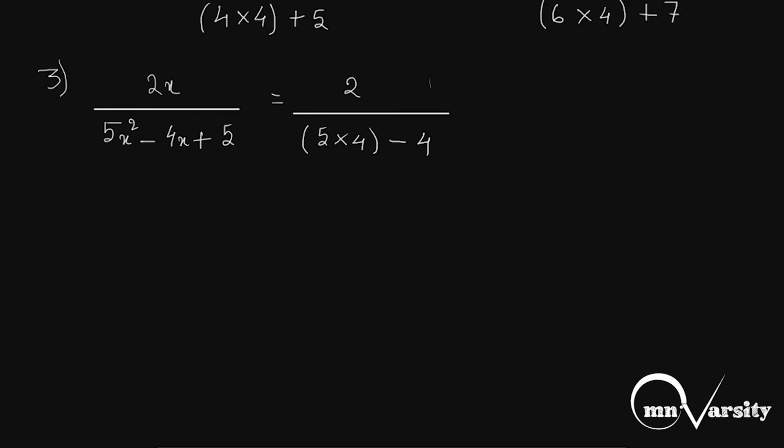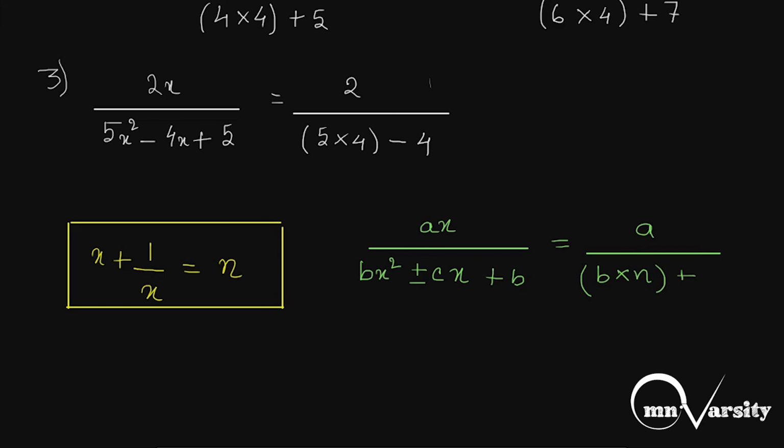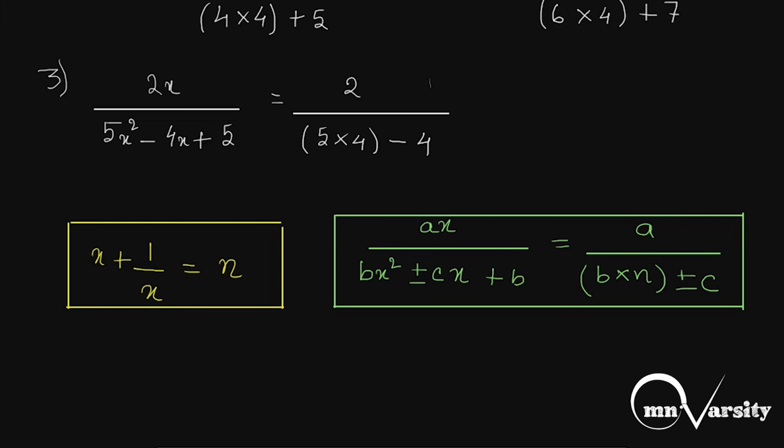To find a more regular form of this question, we can write that x plus 1 by x equals n. If this thing is given, and if the question is like ax divided by bx square plus minus cx plus b, the answer would be a divided by b into n plus minus c. The simple formula is going to make our work so much easier.